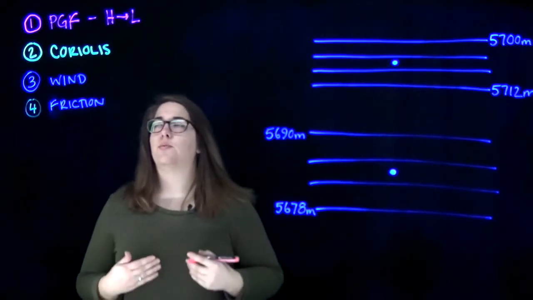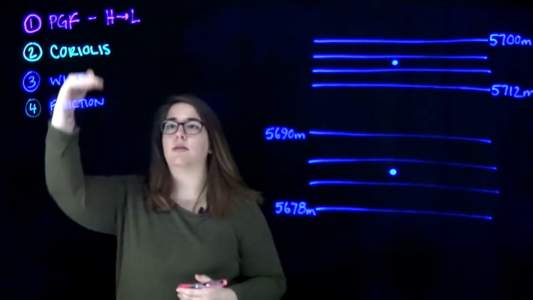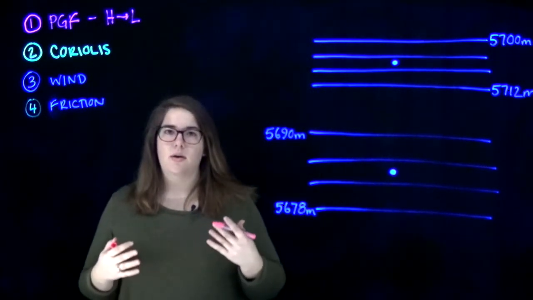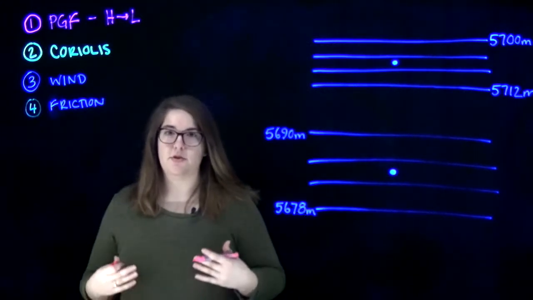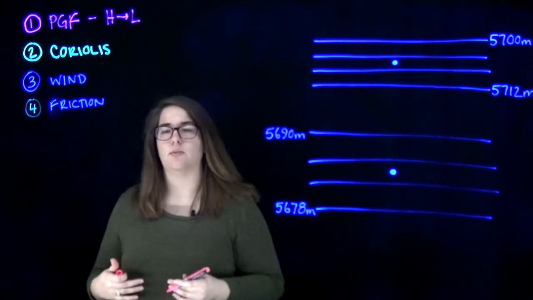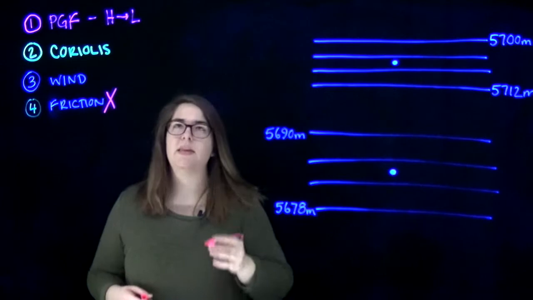All right, so recall for our upper atmosphere that our forces are the same in our list, except we can disregard friction because there is no friction in the upper atmosphere. There's no buildings and trees and cars and people to push back against the wind. So we don't even need to worry about friction.